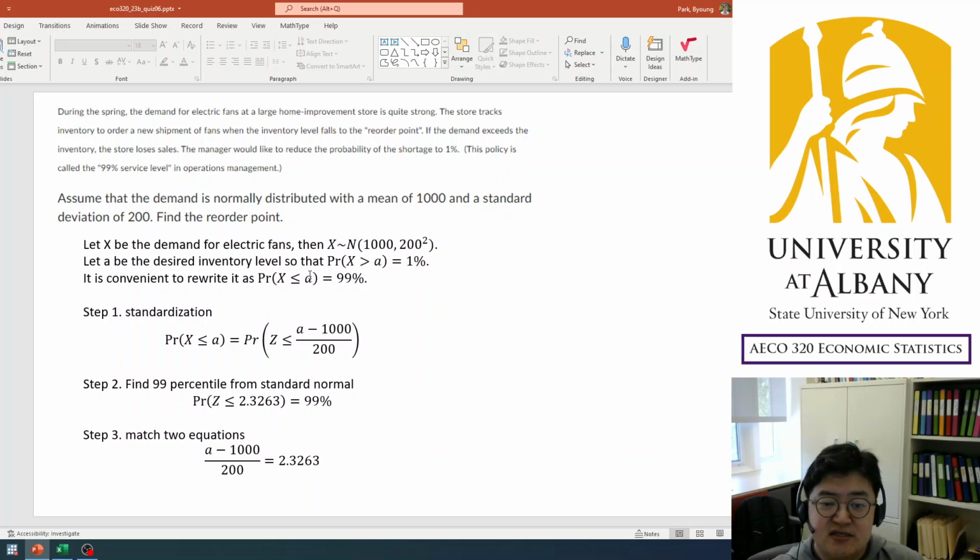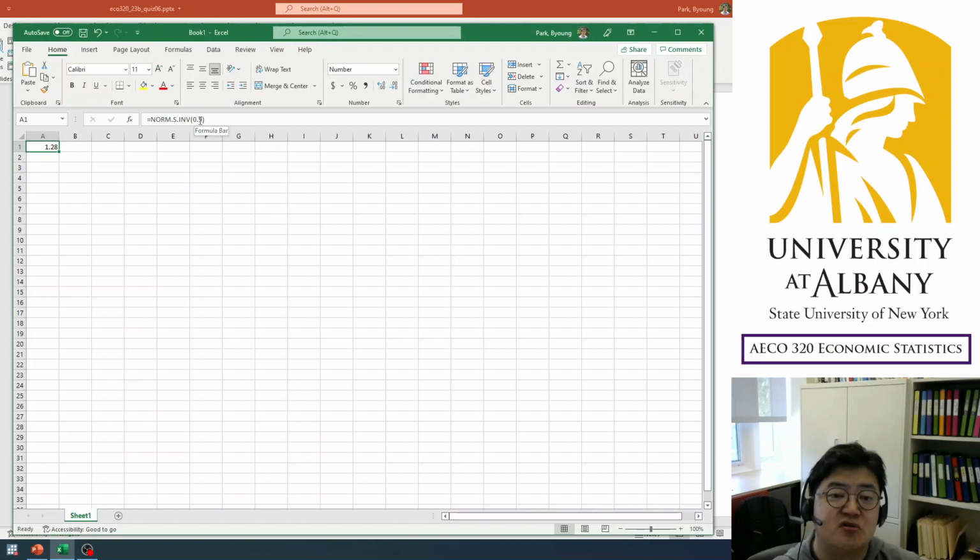First, standardize the left-hand side. X becomes Z. A is transformed like this. Mean is 1000, standard deviation is 200. So this is what we get. And now next, find the 99 percentile. So below A, there is 99% probability. That means A is the 99 percentile. So we find the 99 percentile from the normal distribution.